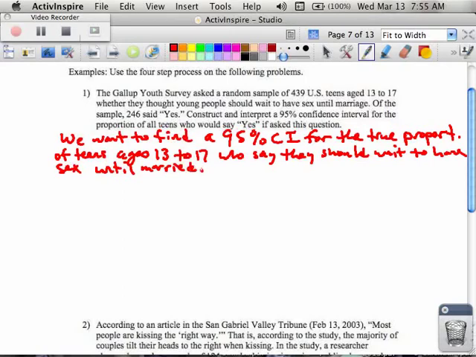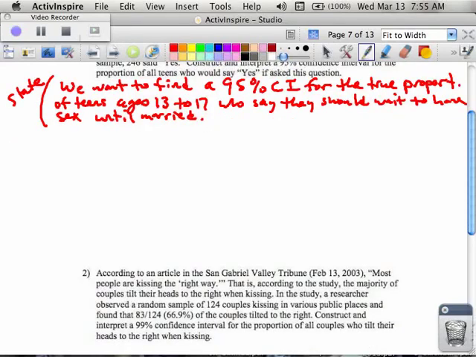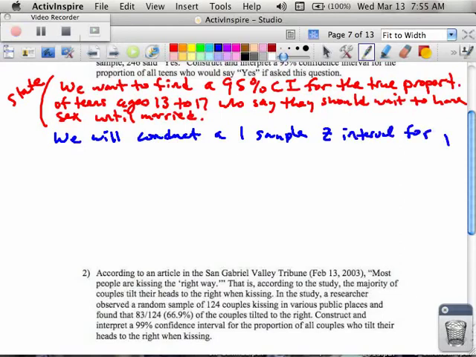So this part was the state part. And the next part, the do part, or the plan part, excuse me, we will conduct a one sample Z interval for P. And we'll find out later that we have different kinds of tests other than just using something called a Z interval. We'll talk about that later when we do other things. But for right now, we're going to use the Z interval.